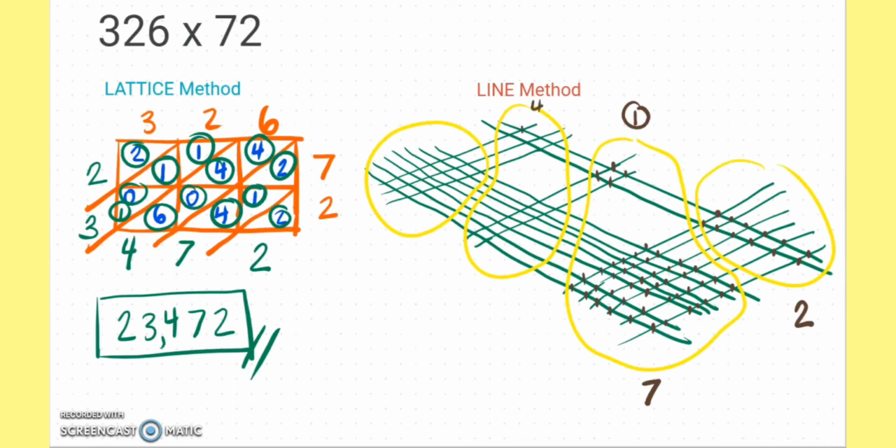So let's count the intersection points. We count 20. Plus the 4 earlier. So that's 24. So we only take the 1's digit 4 and the 10's digit 2 will be included in the next group. So we count 21 plus 2 earlier. So that's 23. Then we write all the digits 2, 3, 4, 7, 2.